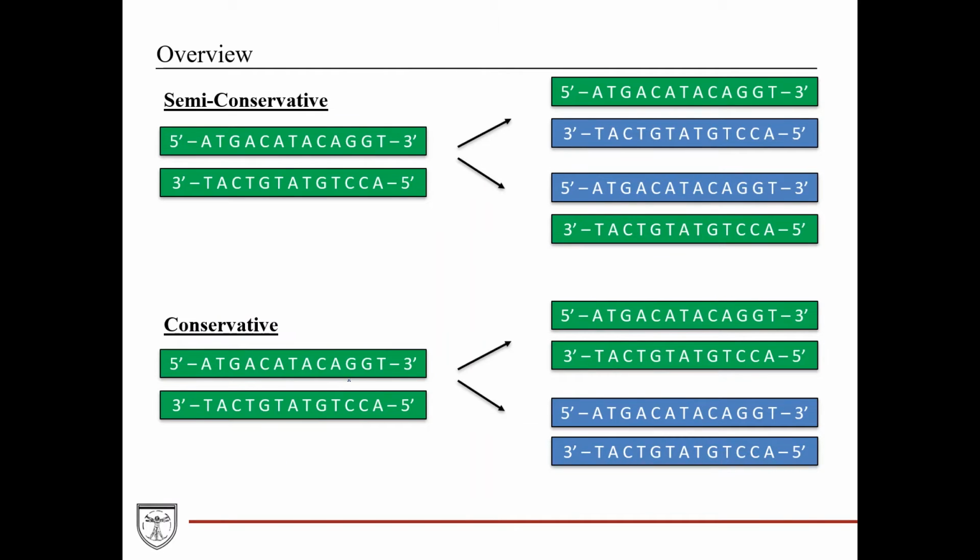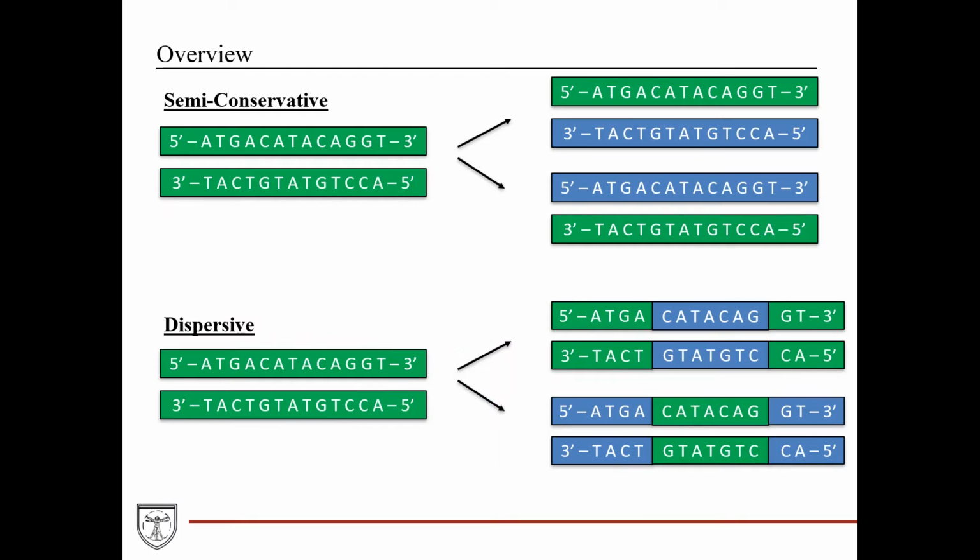Versus conservative, where you replicate both template strands and then generate a new double helix that is both newly synthesized strands, and you retain the old double helix made of both template strands. This has actually been shown to not be the case. The third theory here is dispersive replication, where people thought that you would replicate the DNA and then essentially chop it up and recombine it. So you'd have some of the newly synthesized pieces combined with some of the template strand in all four of these strands here. Over time, this has been shown to not be the case and not really occur in nature at all. So the way DNA replication is described is as semi-conservative.